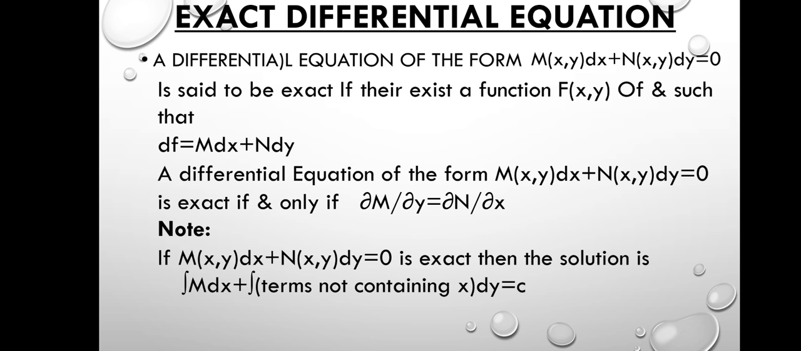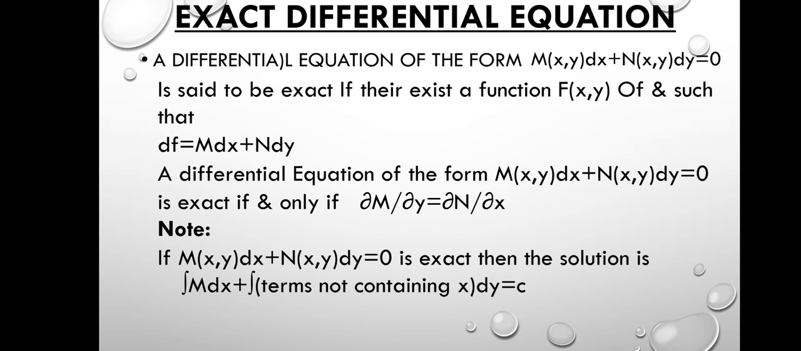Now note this point: if M(x, y) dx + N(x, y) dy = 0 is exact, then the solution is the integration of M dx plus the integration of the terms not containing x, that is, the terms that do not contain x, into dy, is equal to c.